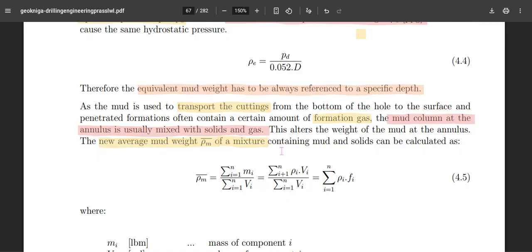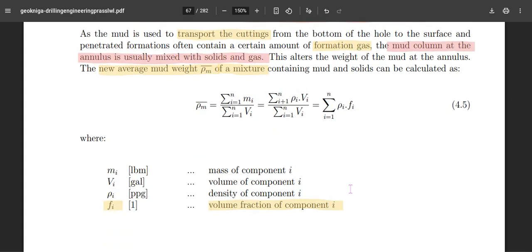Coming to the annulus, one of the fundamental purposes of drilling hydraulics is to transport the cuttings along the annulus. When fluid flows through the annulus, it also has multi-phase flows like suspended solids, and there can also be gas from the formations. All these factors are taken into account to compute the average mud weight along the annulus, which is called the mixture mud weight, equal to the summation of rho i times phi i, where phi i is the volume fraction of the particular fluid component.